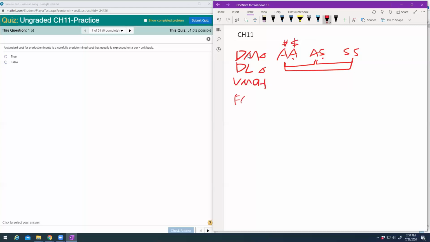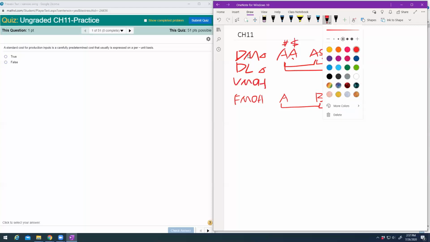For the fixed manufacturing overhead, we have actual, we have a budget, we have the standard, right? This is called the budget variance, and this is called the volume variance, right? Volume variance. Make sure you know how to calculate it and how to interpret it. If you know what I'm talking about, that's very good. If you don't, I would say go back to your notes and read your textbook.